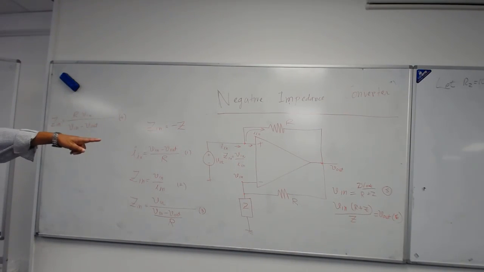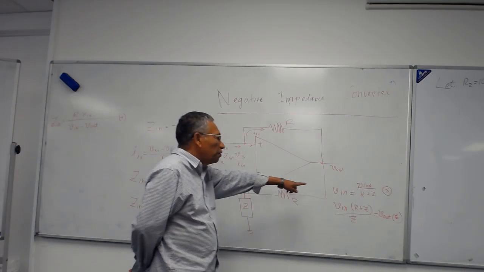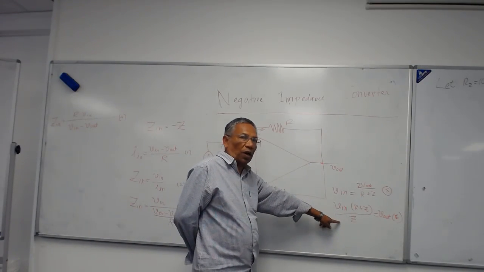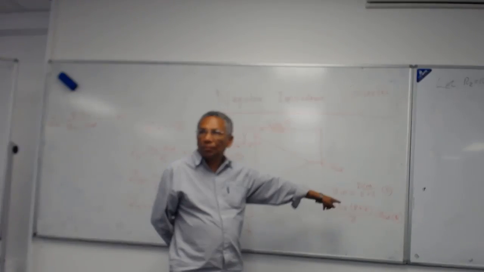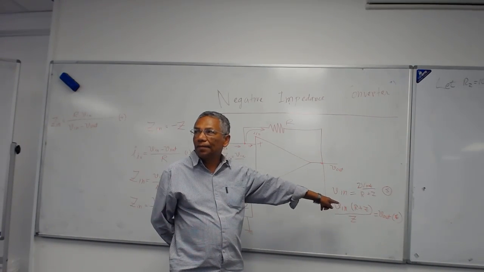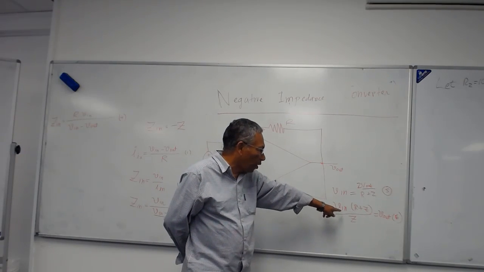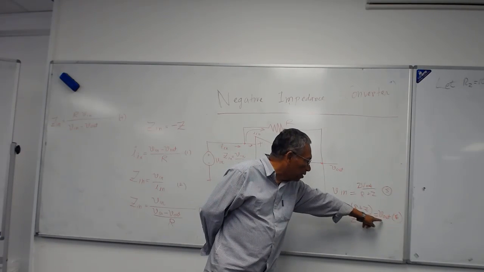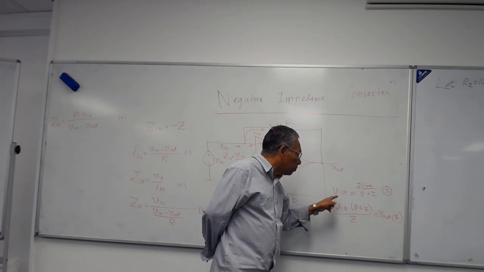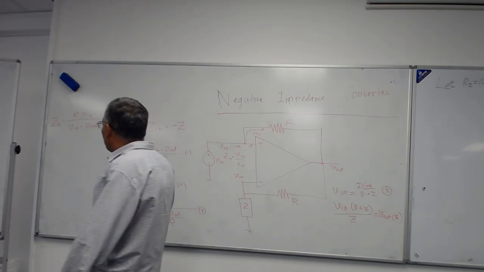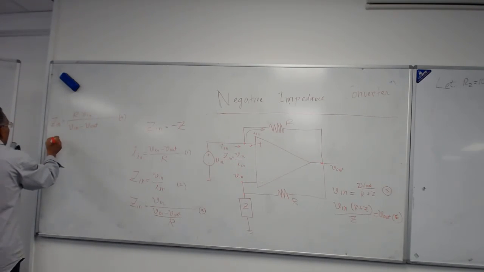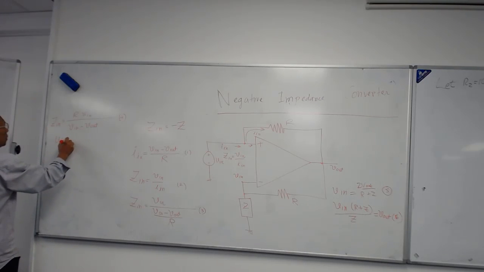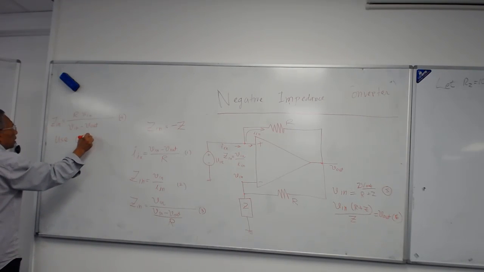From the voltage divider expression, I write this one. Is it fine? Am I allowed to do this? Why did I do this? I wanted to replace V out by a term which contains V in. So I am going to put it here now. Use 6 in 4.